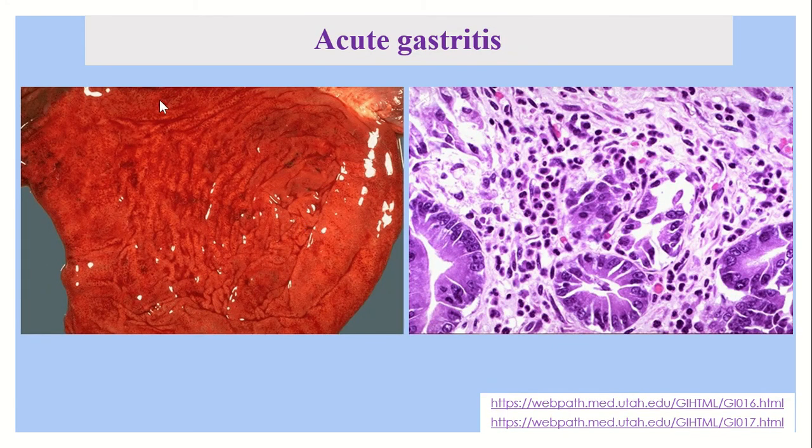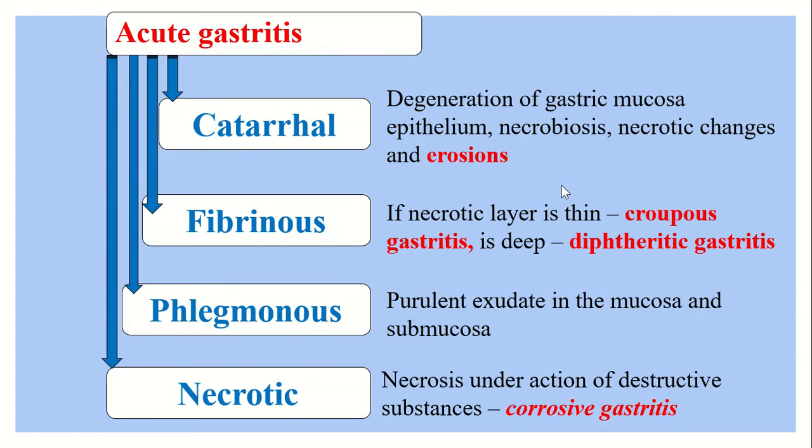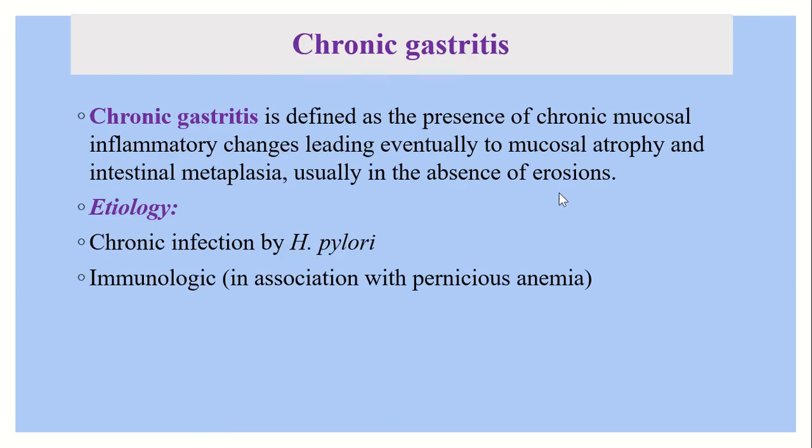Here we see the gross structure of acute gastritis and the histology of acute gastritis, where in the lamina propria we see polymorphonuclear leukocytes.